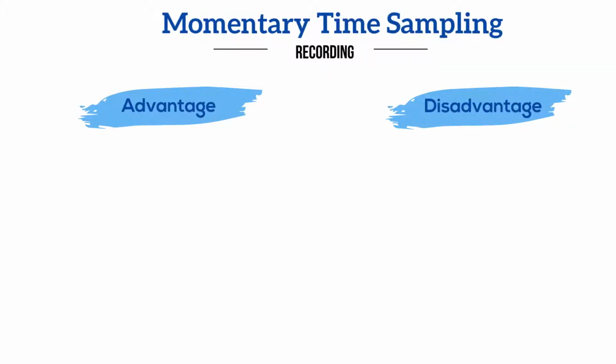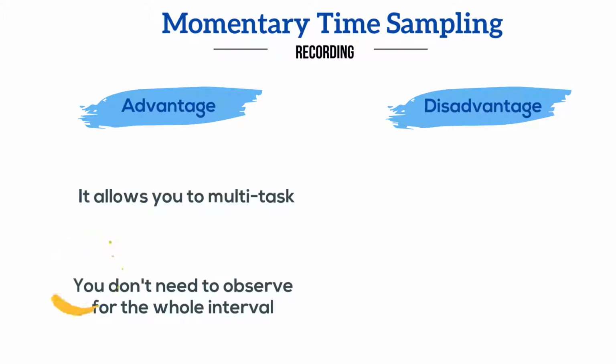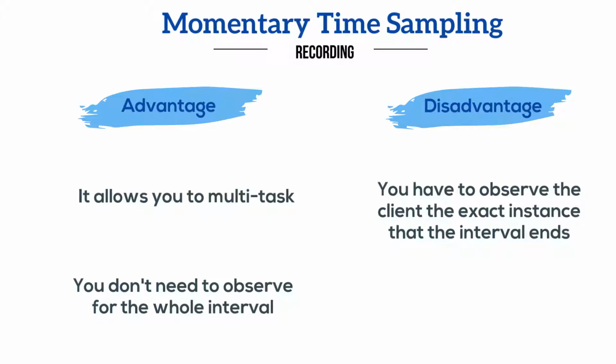The biggest advantage of momentary time sampling is that it allows you to multitask. You are not required to observe for the whole interval, allowing you to take data on 2 or more clients at the same time. However, you have to be available at the exact instant that the interval ends.